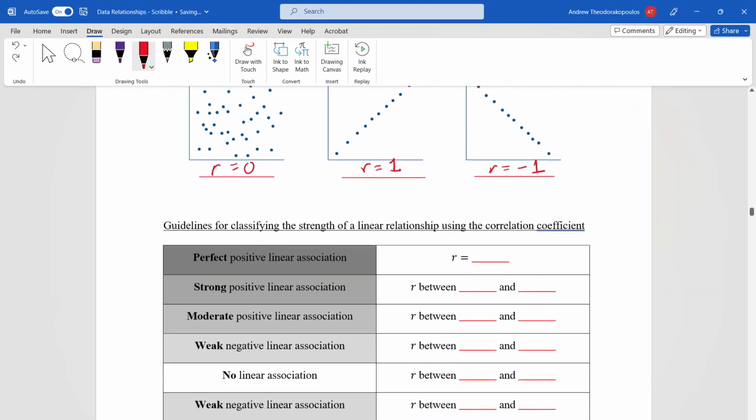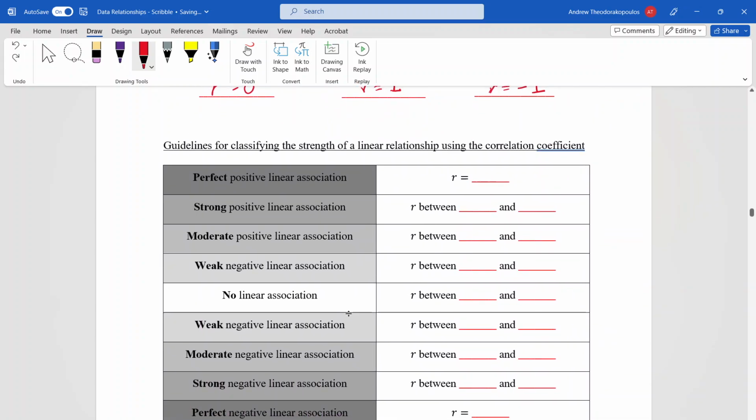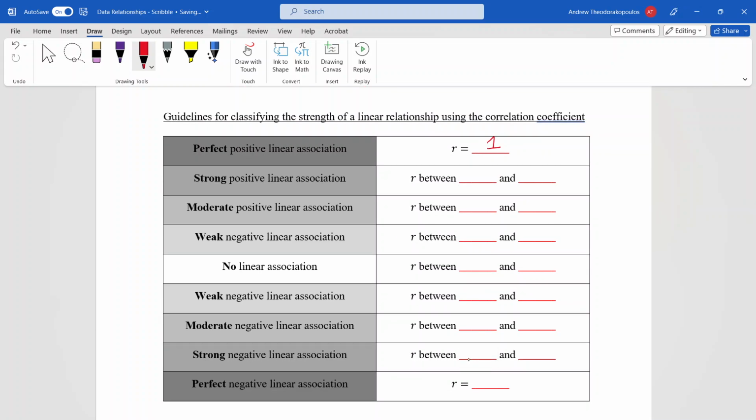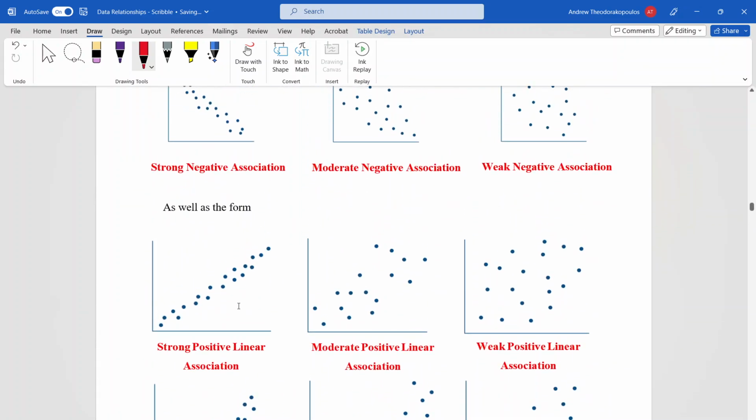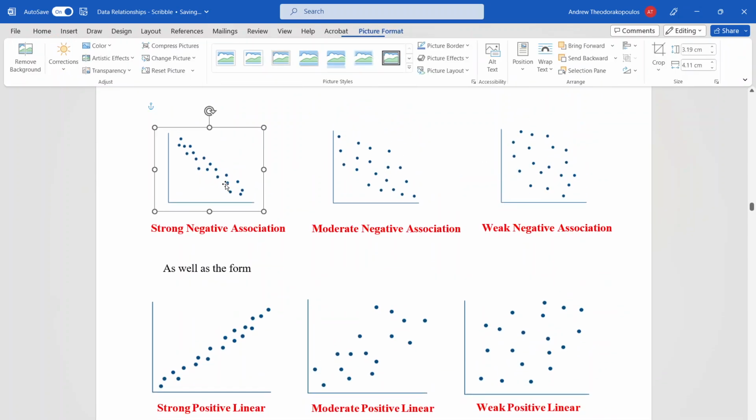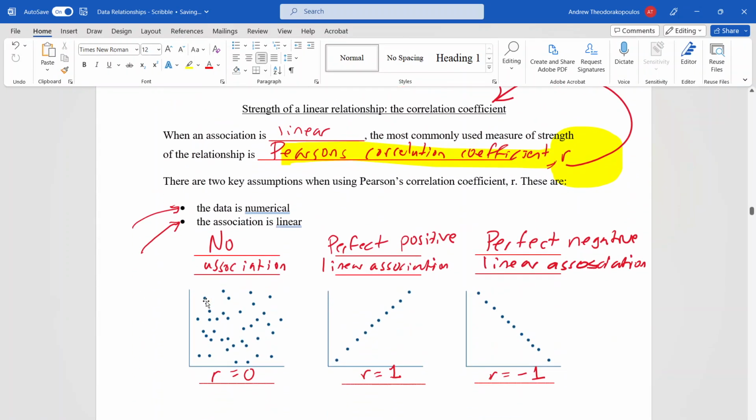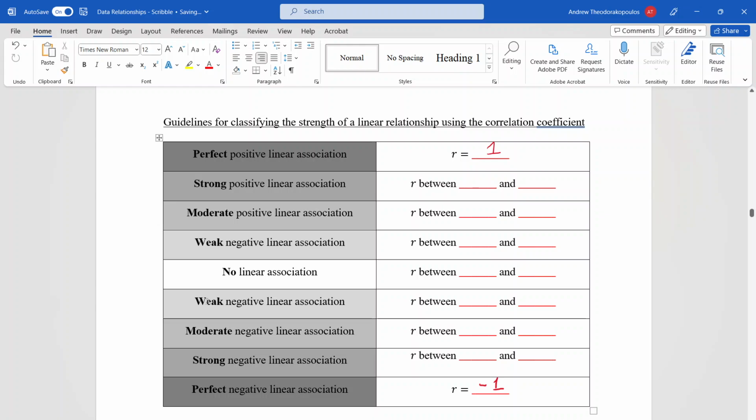So when we want to use the guidelines, a perfect positive linear association is when R equals 1, and a perfect negative association is when R equals -1. So, what classifies as a strong positive linear association? Going back, that's when we're talking about these. This is strong. This is strong. So, how do we actually know what the R value needs to be for us to call it strong? Well, the R value needs to be between 0.75 and 0.99.